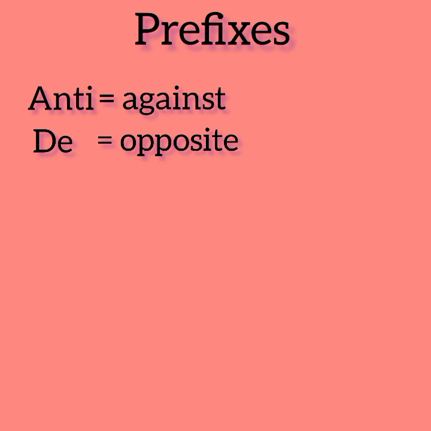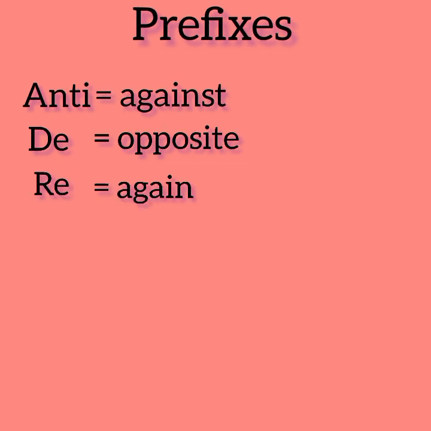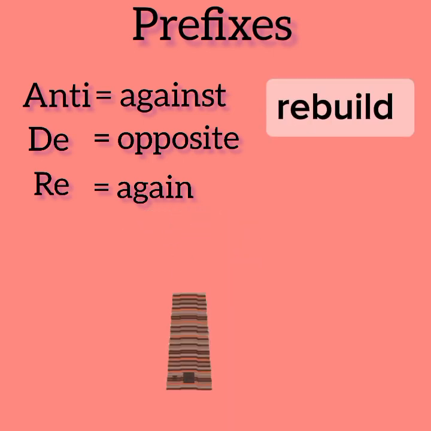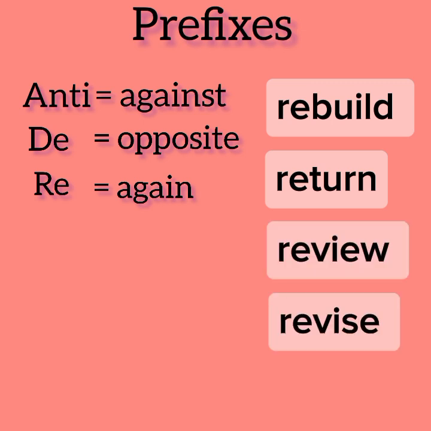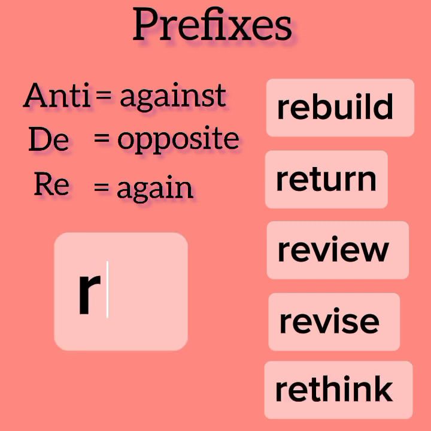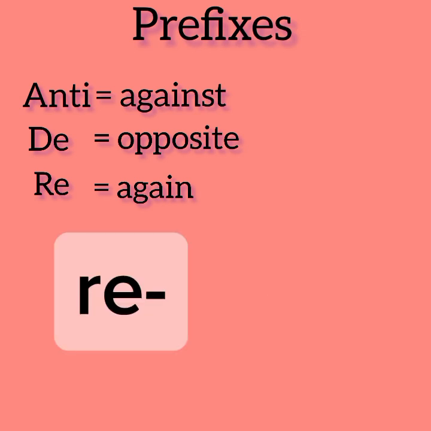Our third prefix is re, which means again or back. For example, rebuild, to build something again; return, to come back; review or revise; rethink. So whenever you see re, think of doing something again or going back to the way it was.